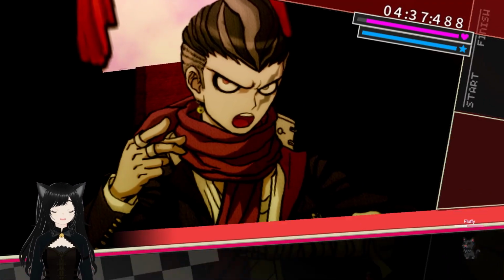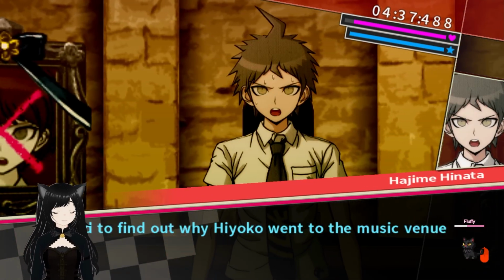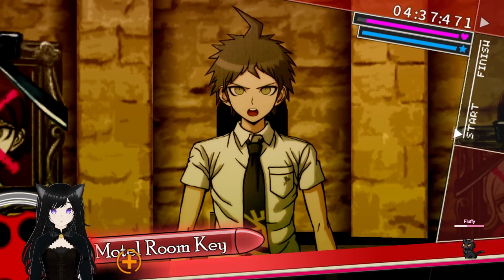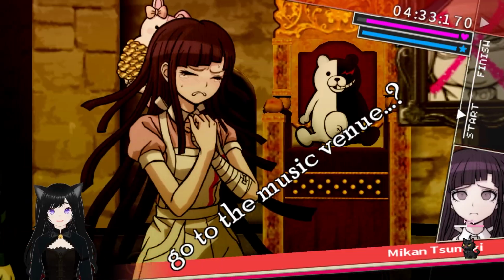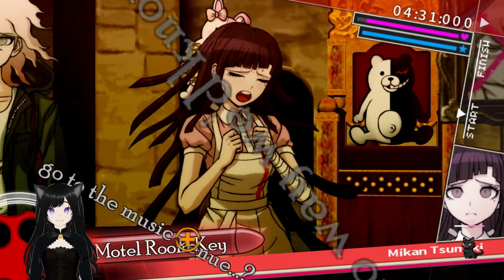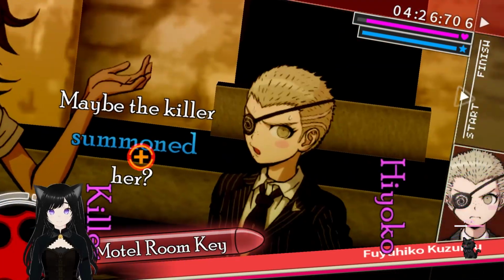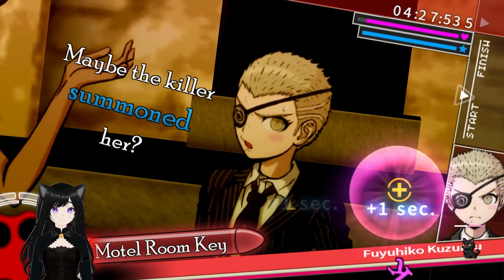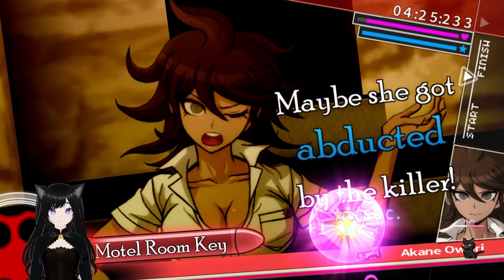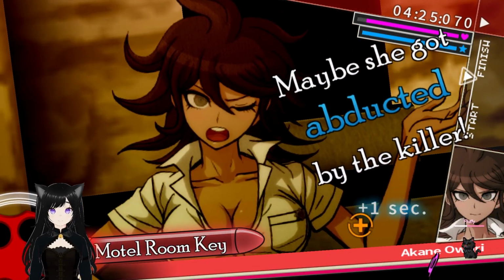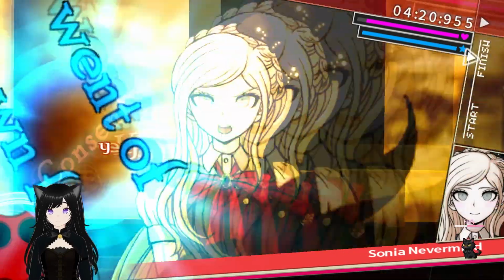Maybe we agree with the hotel room. I need to find out why Hyoko went to the music venue first. I'm pretty sure that's the only thing that makes sense, right? Yeah, I think we agree with Sonya there with the motel room. Maybe the killer summoned her. If that's not it, maybe she got abducted by the killer. No, maybe this is the one we need to agree with. She went of her own free will.